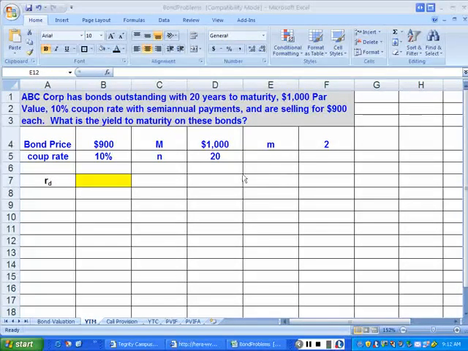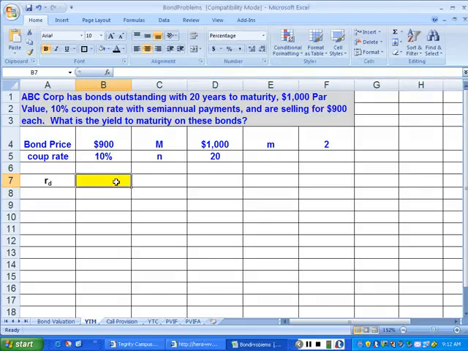Now, the key thing that you can come in looking at is that if the price is less than par, as we have in this case, then that tells us that interest rates have gone up. So we anticipate an answer here for R sub D that's going to be higher than the 10%. So that's part of it that's very important, is what we anticipate.